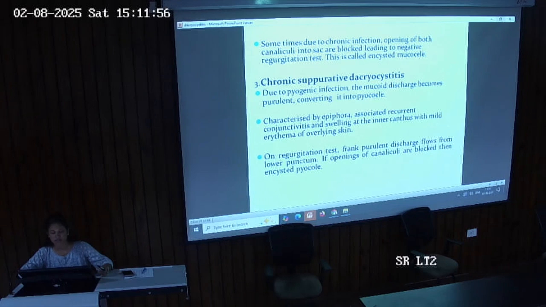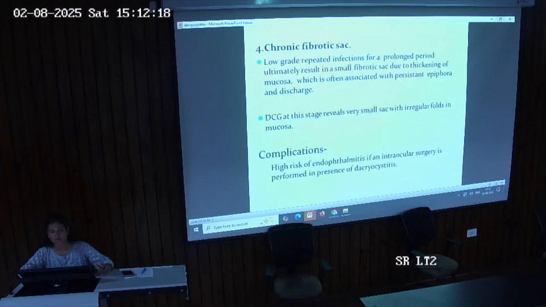It is characterized by epiphora, associated recurrent conjunctivitis, and swelling at the inner canthus with mild erythema of the overlying skin. On regurgitation test, there is a frank purulent discharge which flows from the lower puncta. If again the opening of the canaliculi is blocked, this pyocele will become an encysted pyocele. The final stage is chronic fibrotic sac.